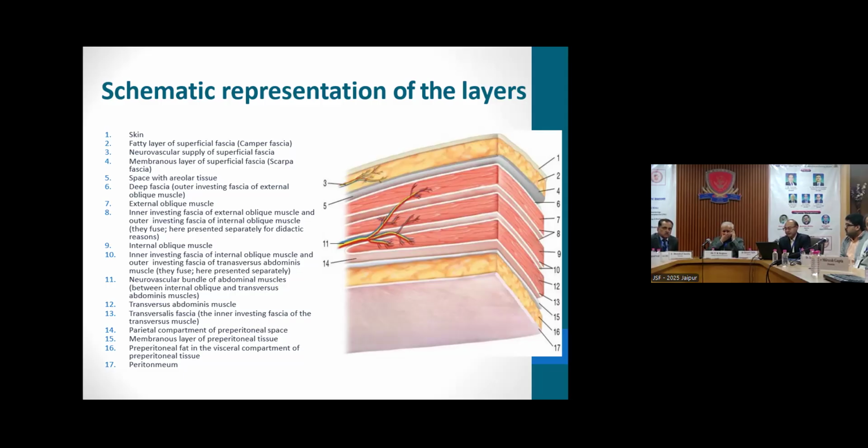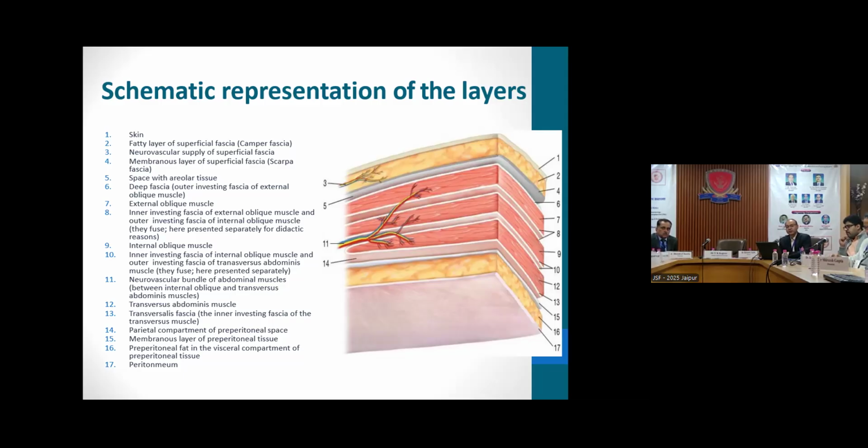Then there is again a space of fat or the areolar tissue. Then there is a deep fascia. Deep fascia is formed by the investing layer of the external oblique muscle. So every muscle in the abdominal wall is not bare. They are covered by an investing fascia. So this deep fascia is formed by the investing layer of the external oblique muscle. Then we have the external oblique muscle. Then comes the inner investing fascia of the external oblique.